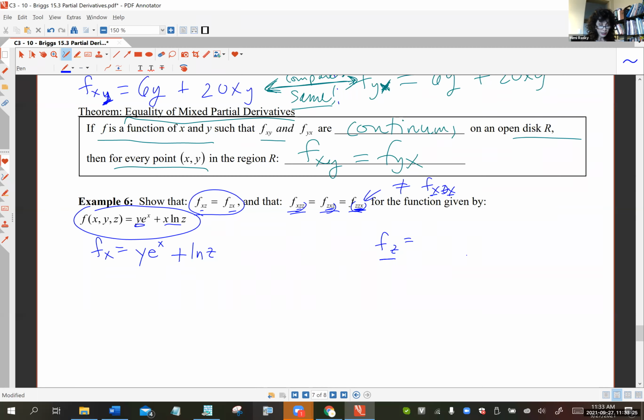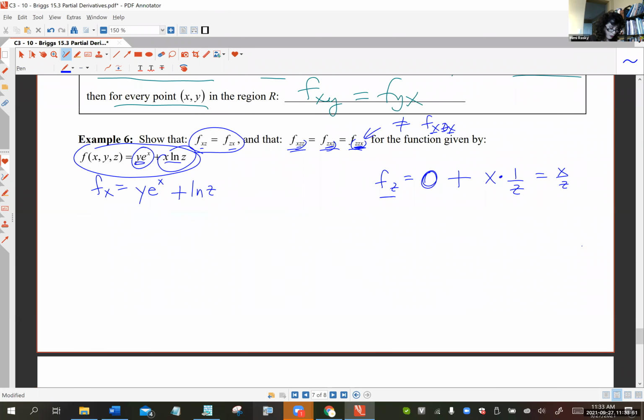Now let's go get another first partial, fz. That means you're going to hold y and x constant. So the derivative of y e to the x with respect to z is 0 because there's no z's in there. Plus the derivative of x ln z, well, x is a constant multiple, so copy it down. The derivative of ln z is 1 over z. So this fz is simply x over z.